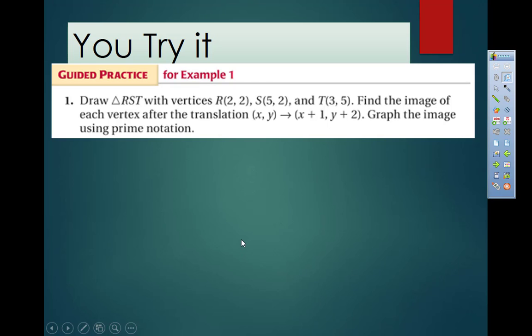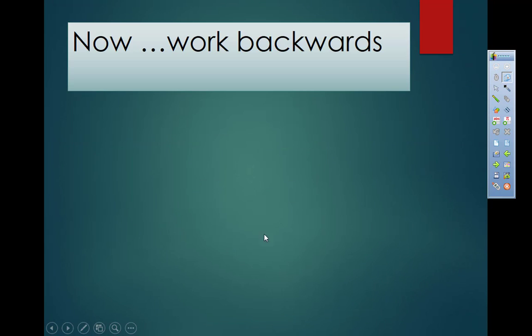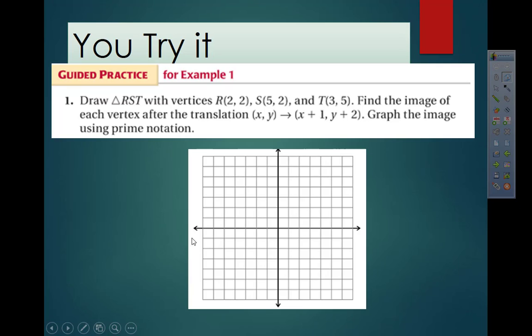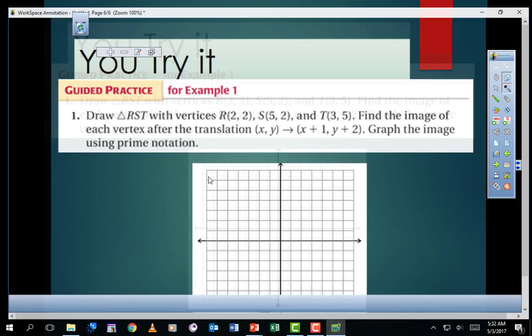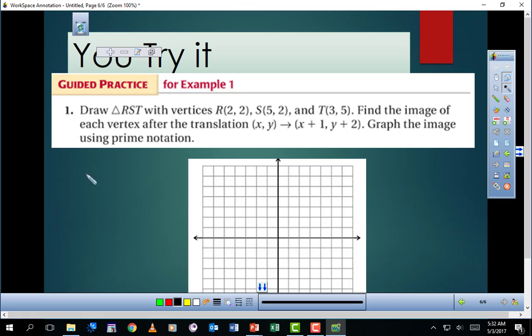This is a chance for you to try it. On this particular problem, I want you to make 2 sets of coordinates. Again, this time it looks like you have just a triangle, but you're going to start off with R, S, and T. They have their coordinates already here, and we'll write them down real quick. This is 2, 2, and 5, 2, and then 3, 5.